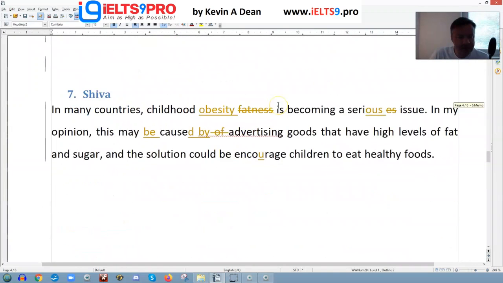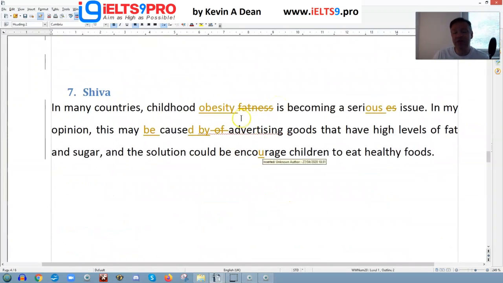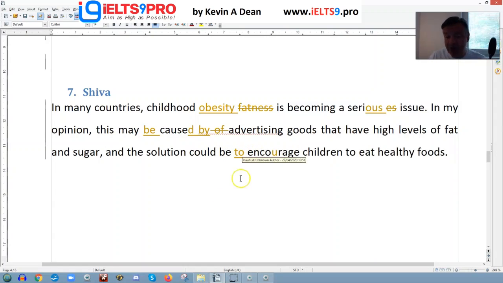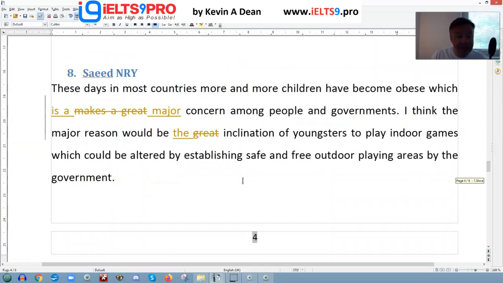Okay. In many countries, childhood fatness. Obesity is becoming a serious issue. In my opinion, this may be caused by word order. Advertising goods that have high levels of fat and sugar, and the solution could be, missed the preposition, to encourage children to eat healthy foods. Okay. These days in most countries, most again not the same as many.